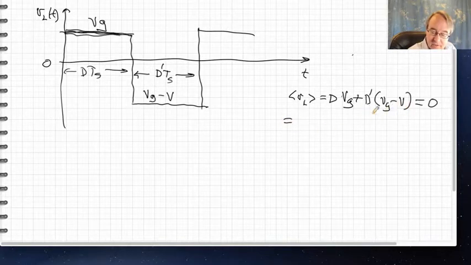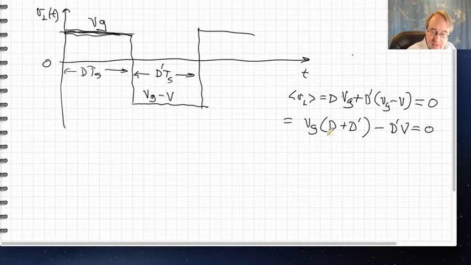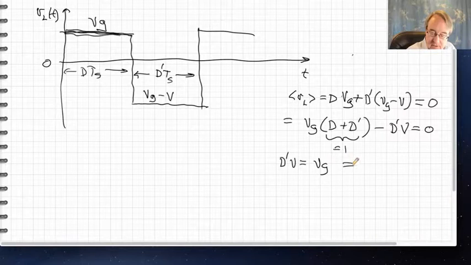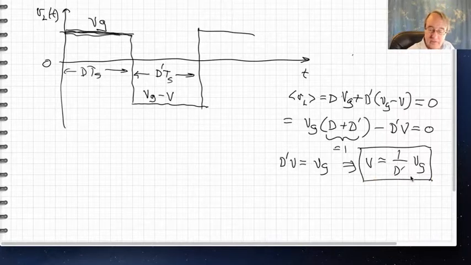Let's in fact solve it. Let's collect terms. We have Vg times, let's see, d plus d', then we have minus d'V equals 0. Recall d plus d' equals 1. So we have d'V equals Vg, and solving for V, we get V equals 1 over d' times Vg. Okay, so that's the equation for the output voltage of the boost converter in steady state. Since d' is a number less than 1, V is greater than Vg.